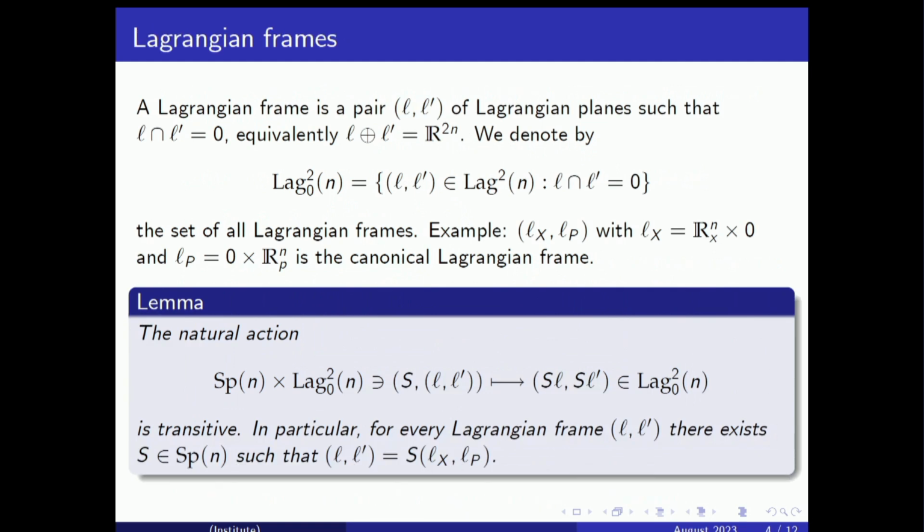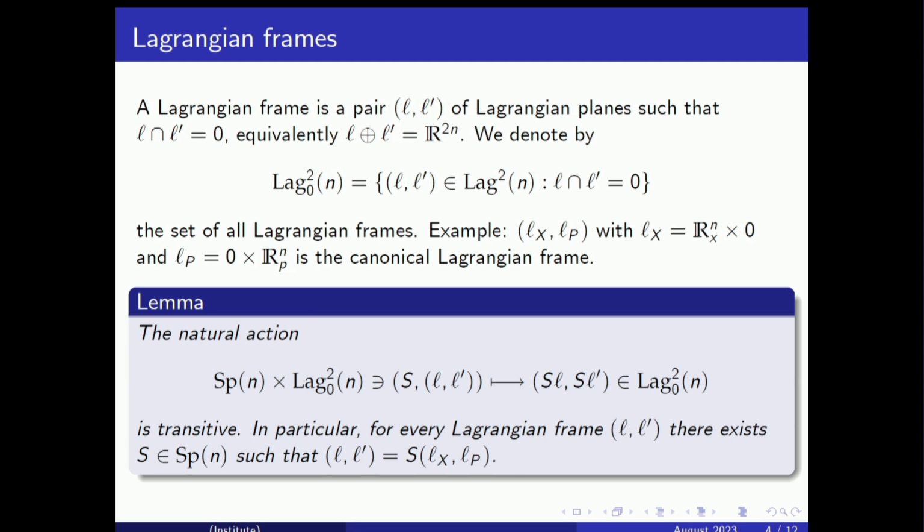So, I define the notion of Lagrangian frame. A Lagrangian frame is just a pair of transverse Lagrangian planes. Transverse means that their intersection is zero, or equivalently that the whole phase space is the direct sum of L and L prime. The basic example is if you take the coordinate planes, Lx and Lp, then they form the so-called canonical Lagrangian frame. A very important thing is that the symplectic group acts transitively on the set of all Lagrangian frames.